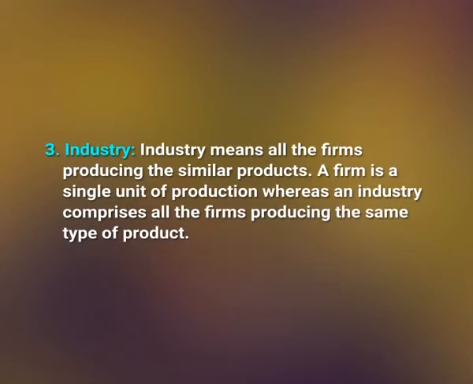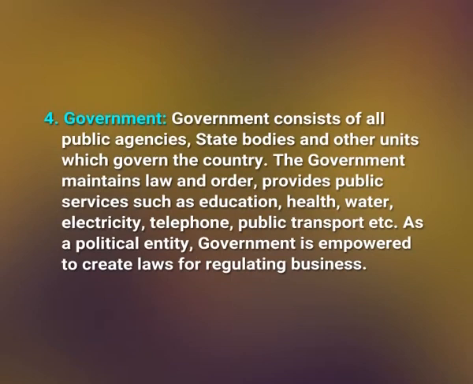Third one is industry. Industry means all the firms producing similar products. A firm is a single unit of production, whereas an industry comprises all the firms producing the same type of product. Fourth one is government. Government consists of all public agencies, state bodies and other units which govern the country. The government maintains law and order, provides public services such as education, health, water, electricity, telephone, public transport, etc. As a political entity, government is empowered to create laws for regulating business.